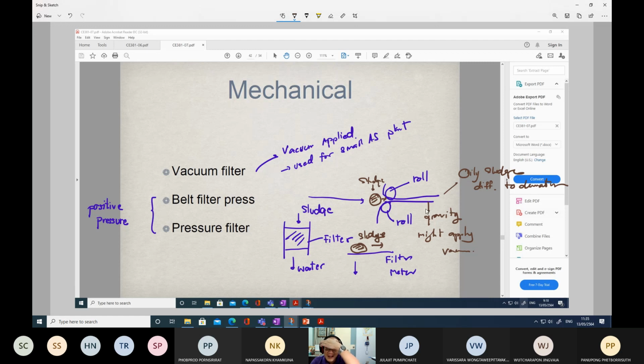Water just falls to the bottom due to gravity. But anyway, for oily sludge, it is really difficult to dewater.